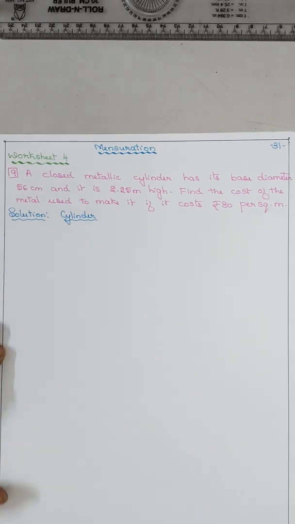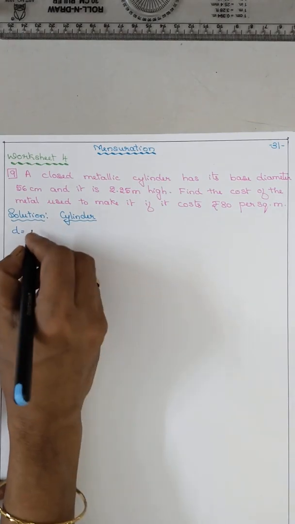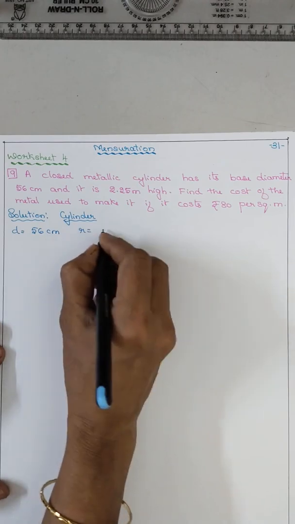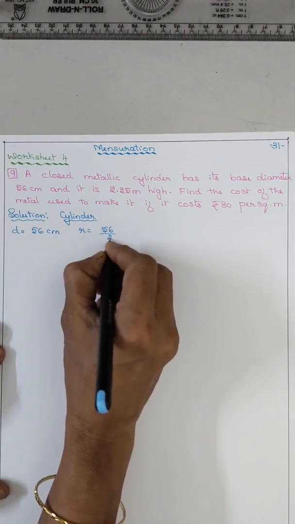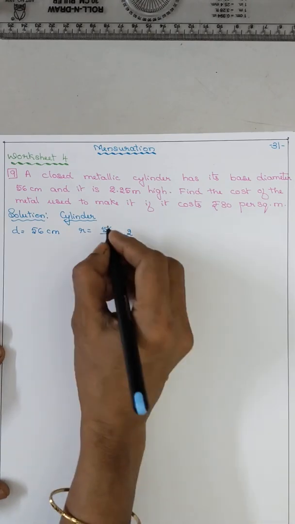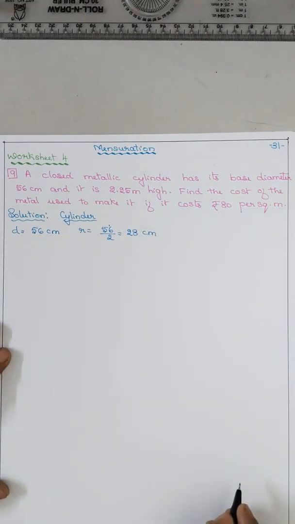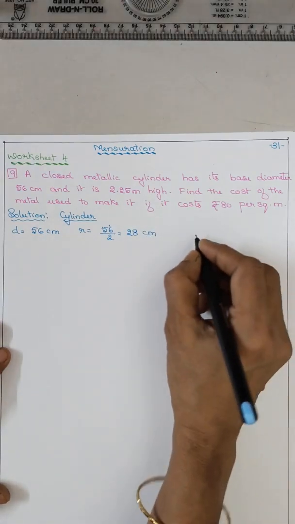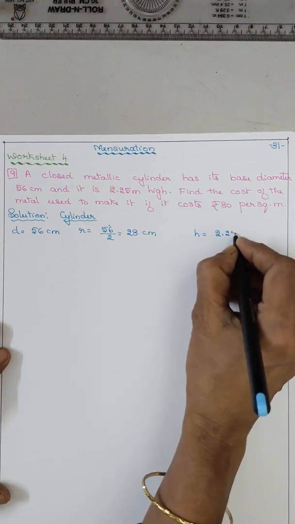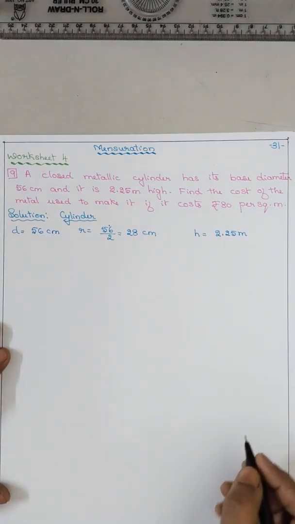First you write solution. Cylinder diameter is given, 56 centimeter. So r is equal to 56 by 2. 2 2s are 4, 1 remains, 2 8s are 16. So you got 28 centimeter. Now height h is equal to 2.25 meter. This is in meter.